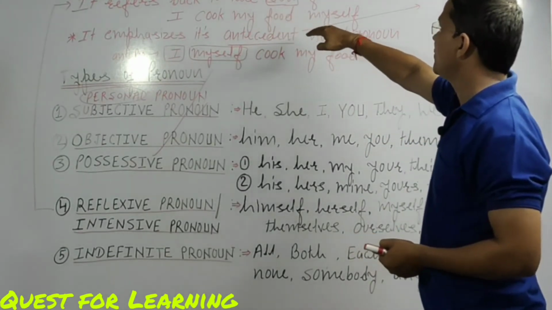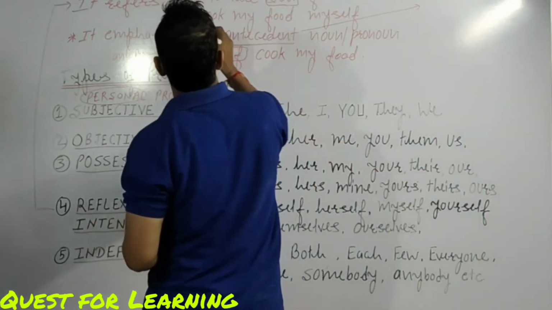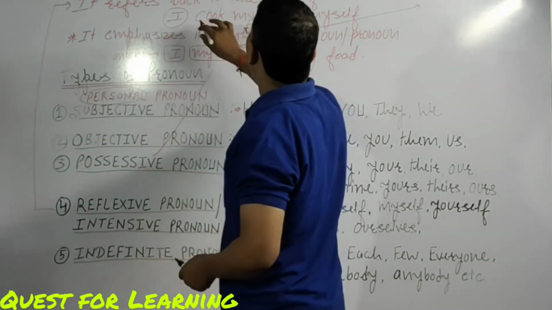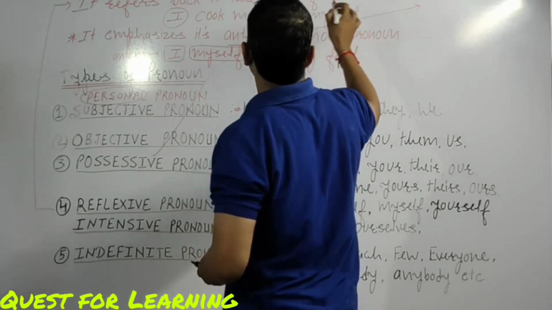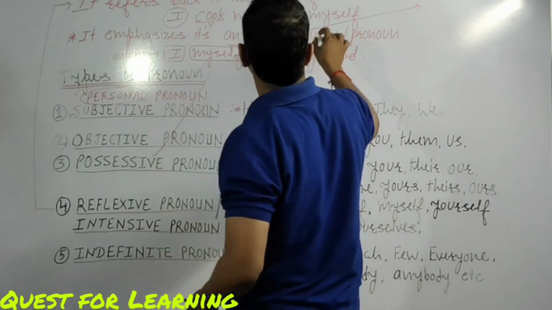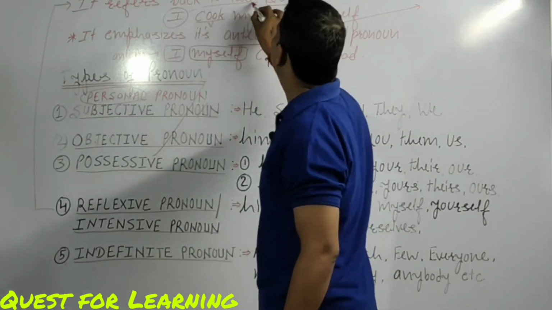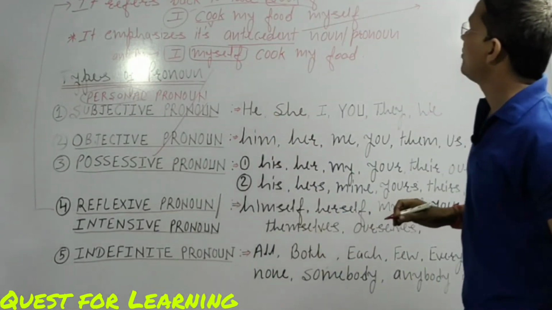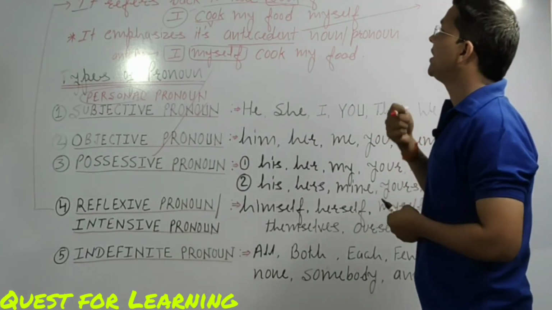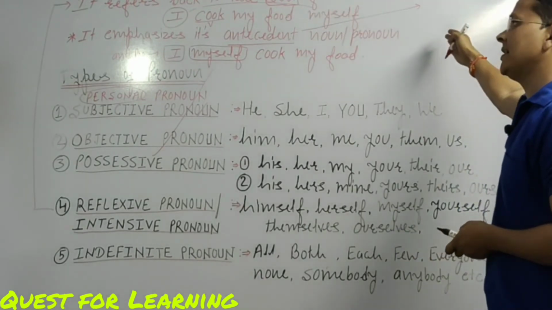I cook my food myself. Here, I cook my food myself. I is a subject and cook is a verb, and here myself is reflecting to the subject. Myself is reflecting to the subject. I cook my food myself. मैं अपना खाना खुद ही बनाता हूँ. Okay, so it refers back to the subject of the sentence.